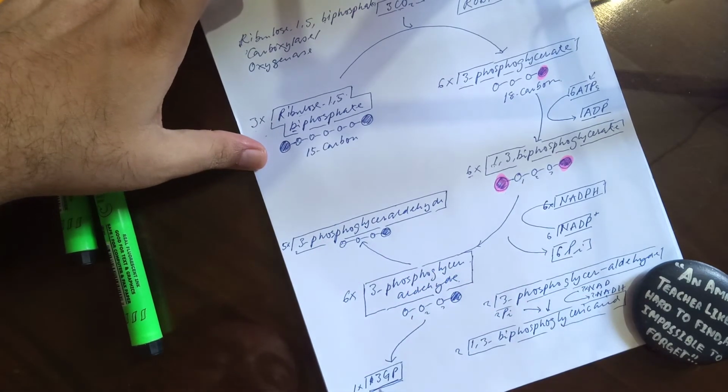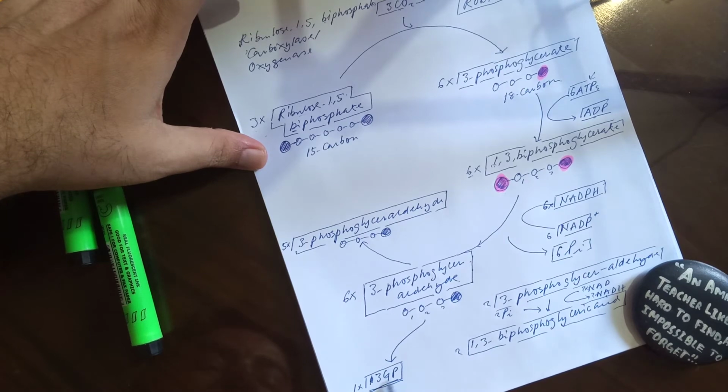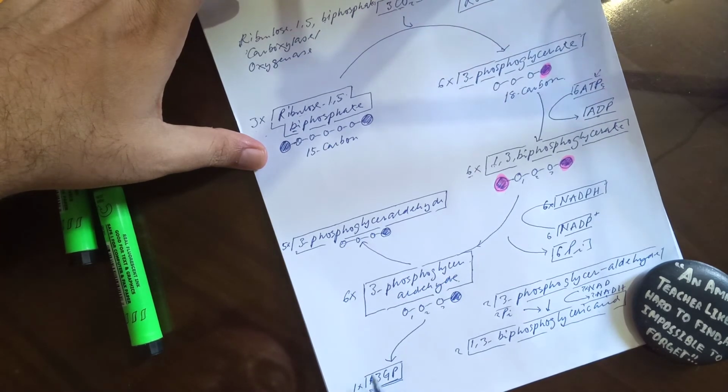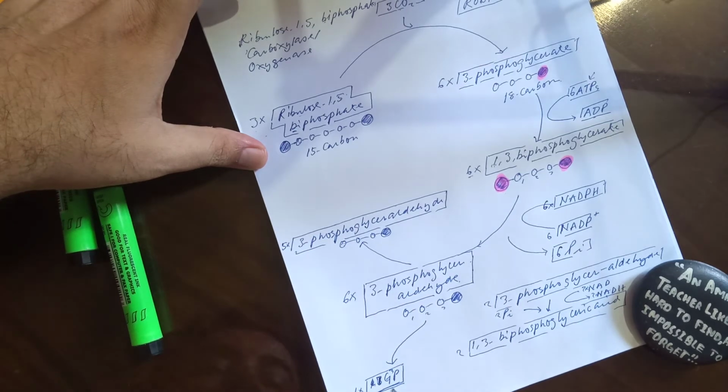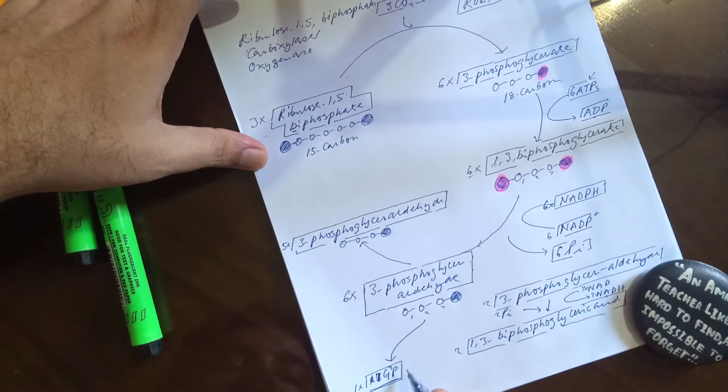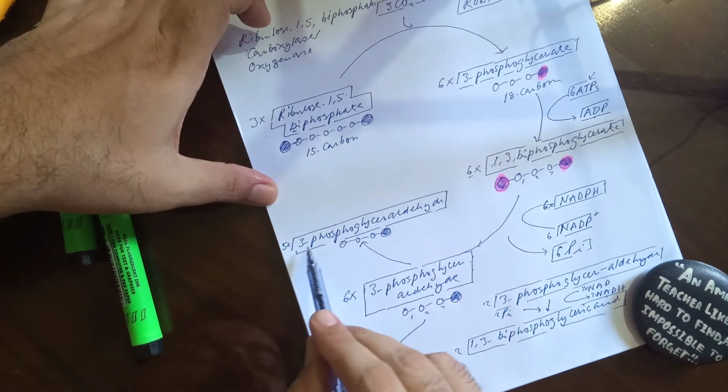So what's the product actually? 3-phosphoglyceraldehyde, or glyceraldehyde 3-phosphate, G3P. That's the sugar, or 3-phosphoglyceraldehyde. You can also call that 3-PG. Okay, fine. Let's just go back to this part of the reaction.